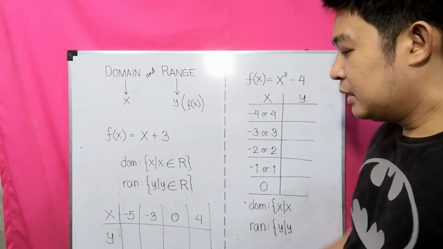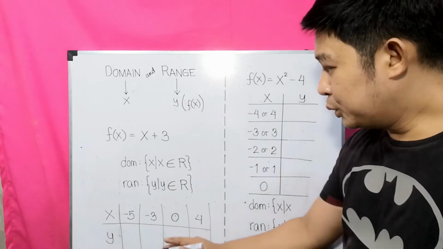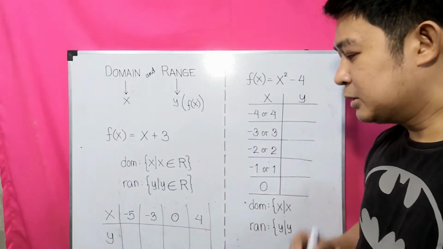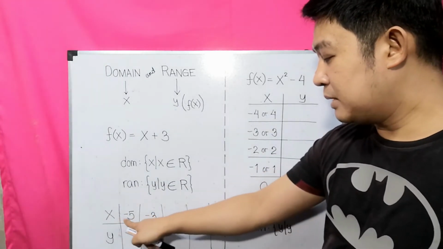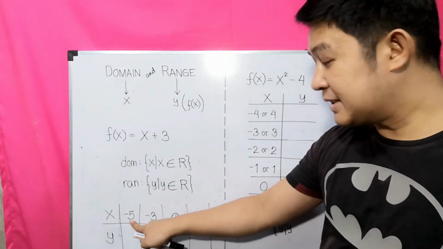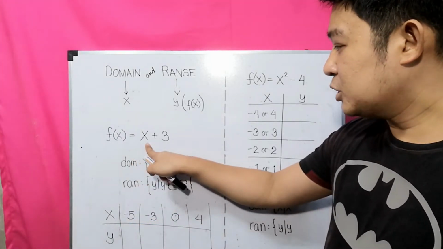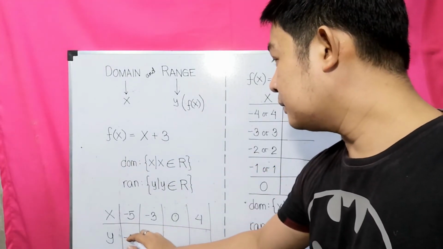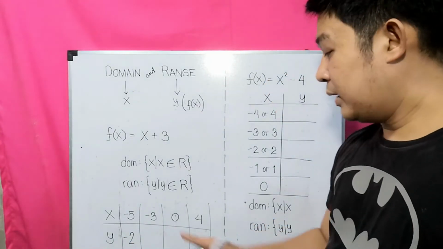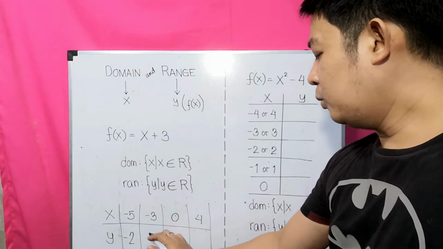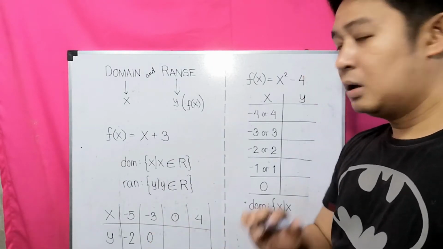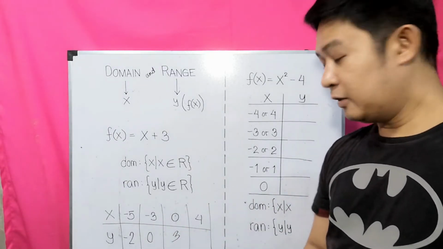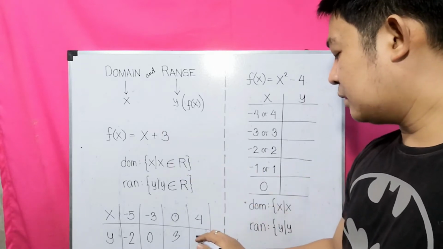So I have here a table of values to prove that our domain is this one and also for our range. So let's say the value of our x will be negative 5. If we substitute this value of x to our function, this is now negative 5 plus 3. We will have negative 2. If x is negative 3, our y is equal to 0. If x is 0, this becomes now 3. And if our x is 4, this becomes 7.